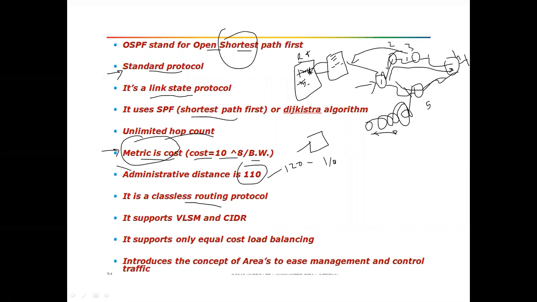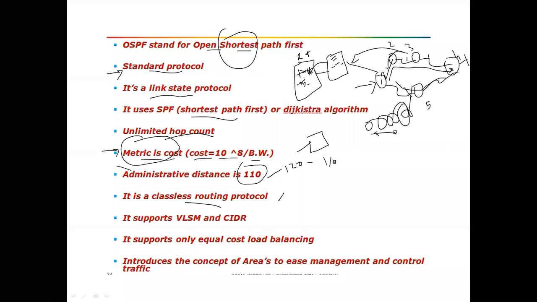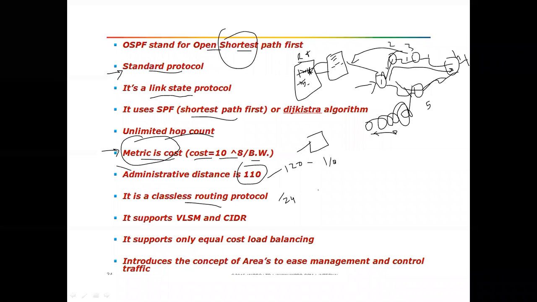It is a classless routing protocol. See, it supports subnetting. Generally class C represents /24, so the same class C, you can make a /20. That is done by subnetting. It supports VLSM and CIDR. VLSM again is the subnetting and supernetting. It supports only equal cost load balancing.